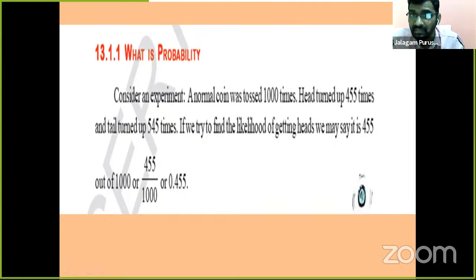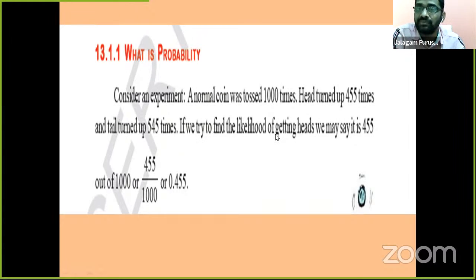How many times here? 1000 times. We may toss one time; it may be head or tail. So here we toss 1000 times. Head turned up 455 times, and tail turned up 555 times.